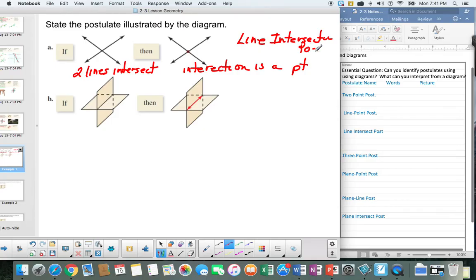So if you wanted to name it by its title, that would be line intersection postulate. Now, if you can give me the words right here, I will be satisfied. If you can give me the title or the words, it'll be good. Now, look here, it looks like two planes.